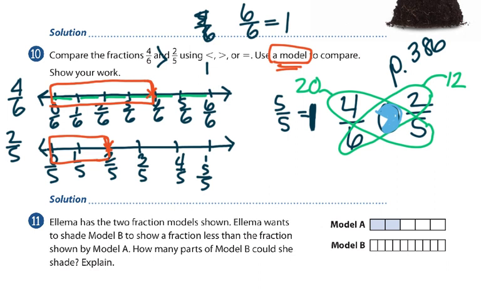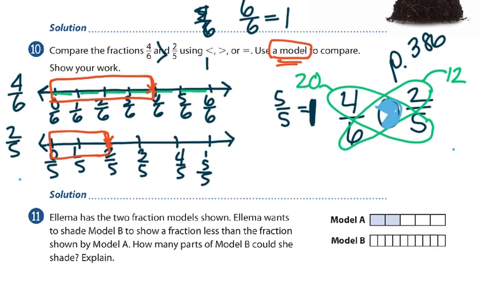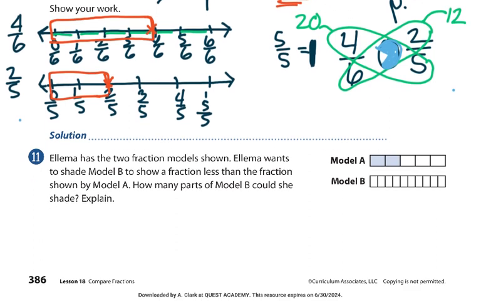Pretty good? Let's go to 11. They already drew the model for us. That's great. Let's read. Emma has the 2 fraction models shown. Emma wants to shade model B to show a fraction less than the fraction shown by model A. How many parts of model B could she shade? Okay, so it doesn't say the word equal. It says less than.